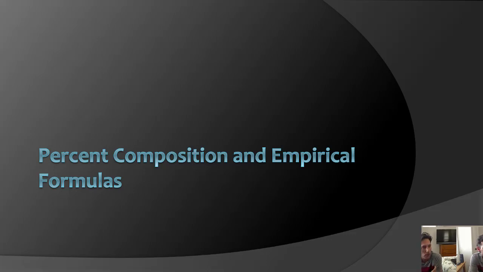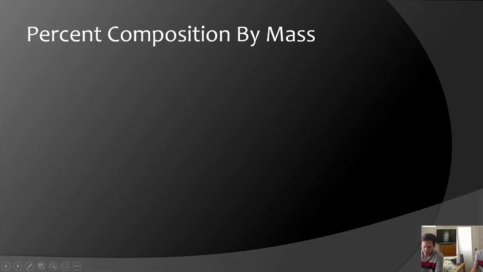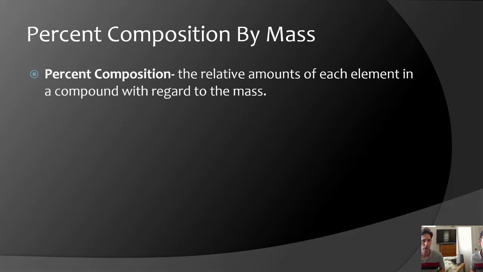So in this video lesson, we're going to be talking about percent composition and empirical formula. A lot of times we'll need to determine how much of each element is present in a compound. The way we can do that is by percent composition. The way we look at it is by mass. So it's the relative amounts of each element in a compound with regards to its mass.